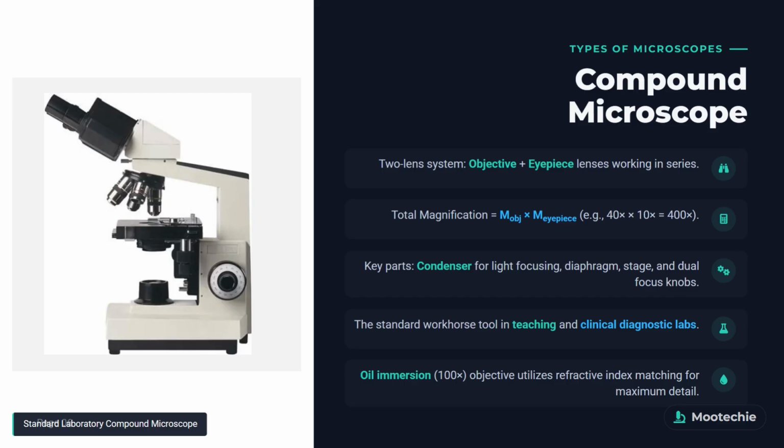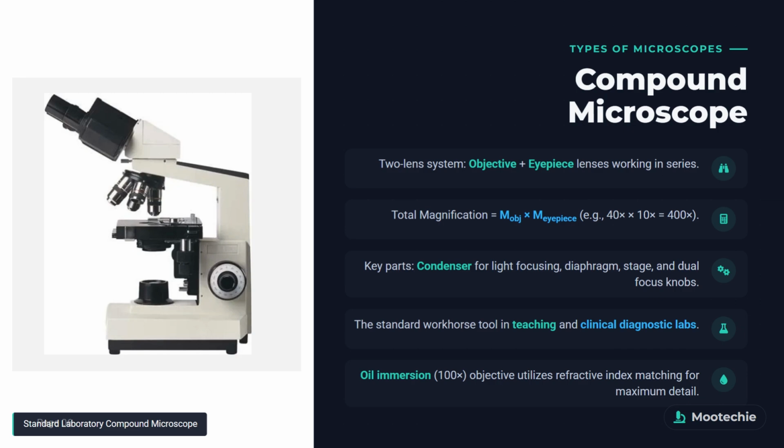A key technique is using the oil immersion objective, usually 100x. Placing a special oil between the lens and the slide minimizes light scattering, allowing for the highest resolution images possible with light. Now, let's explore a technique that makes transparent things shine.